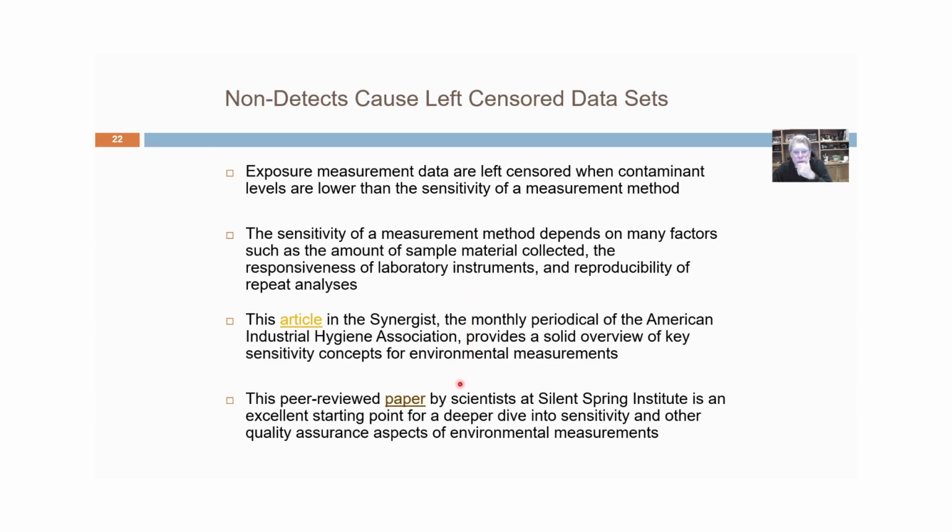So for an introduction to some of the key topics around sensitivity, I suggest reading this article in the Synergist, which is a monthly magazine published by the American Industrial Hygiene Association. For a more in-depth description of sensitivity and related characteristics, I recommend this paper. It was published a few years ago by some scientists that many of us here at the school know and work with from time to time, who are at the Silent Spring Institute. So I recommend taking a look at this paper.